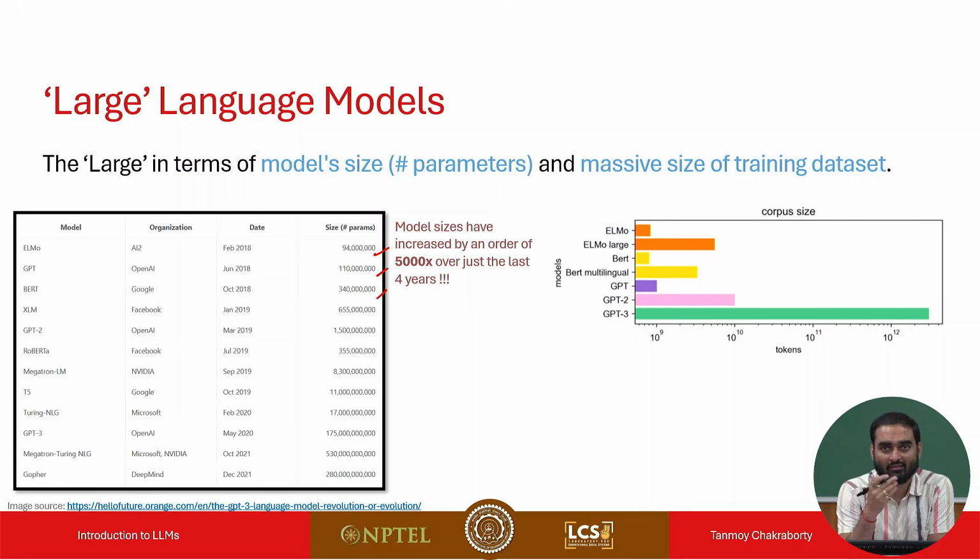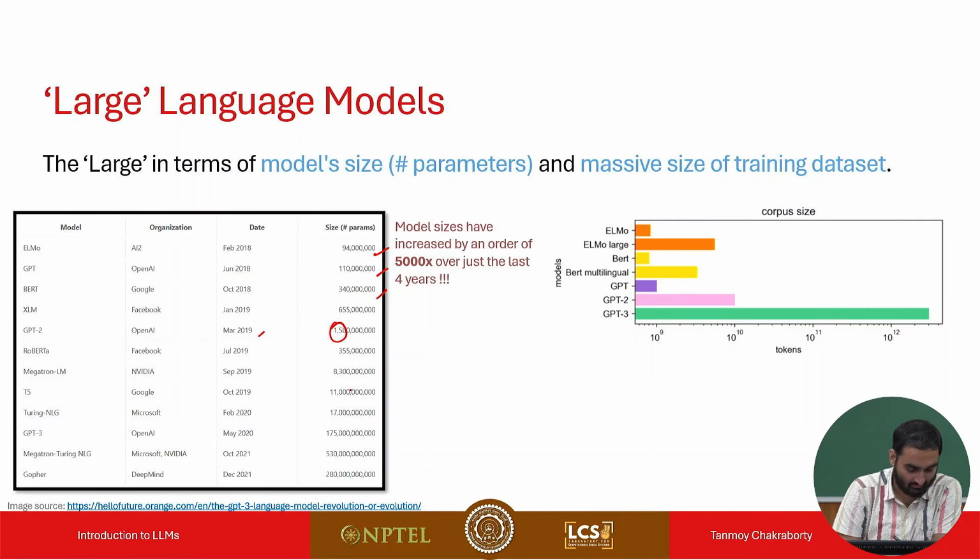And then we saw some developments of tiny language models, small language models on top of BERT. But then in 2019, GPT-2 came, and the parameter size was roughly 1.5 billion.